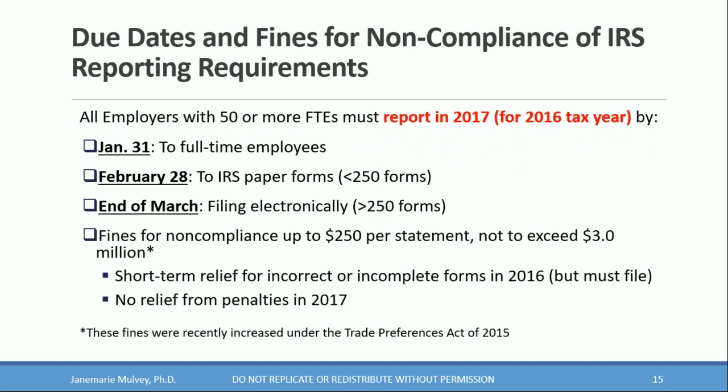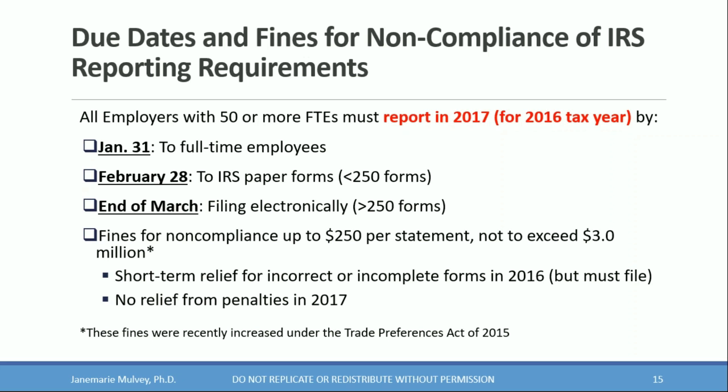The due dates and fines for noncompliance are the following. First of all, it's 2016. You should have already filled out these forms this year if you had 50 or more full-time equivalents. Next year, 2017, for the 2016 tax year, by January 31st, you have to have the 1095-C forms to all of your full-time employees. By February 28th, you have to provide the forms to the IRS if you have less than 250 employees. You have till the end of March if you're filing electronically and you have 250 or more employees.